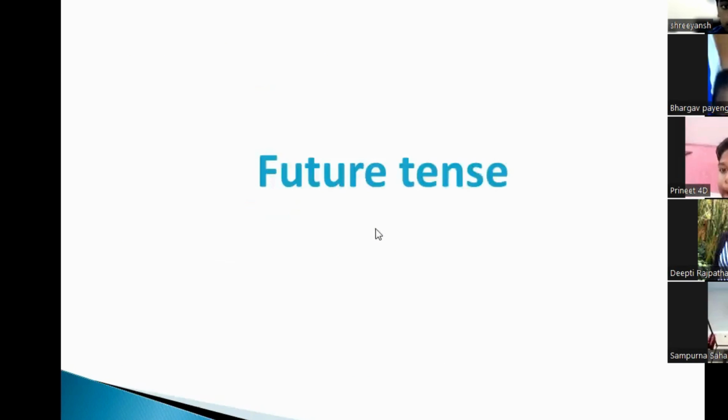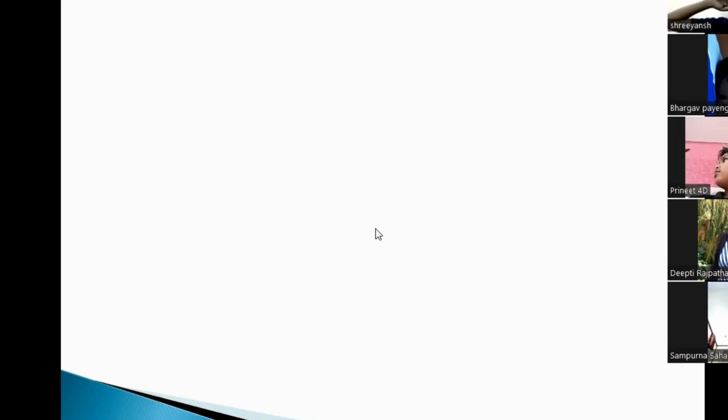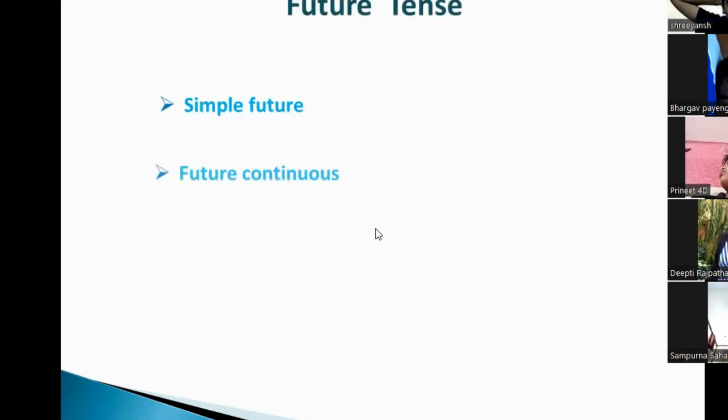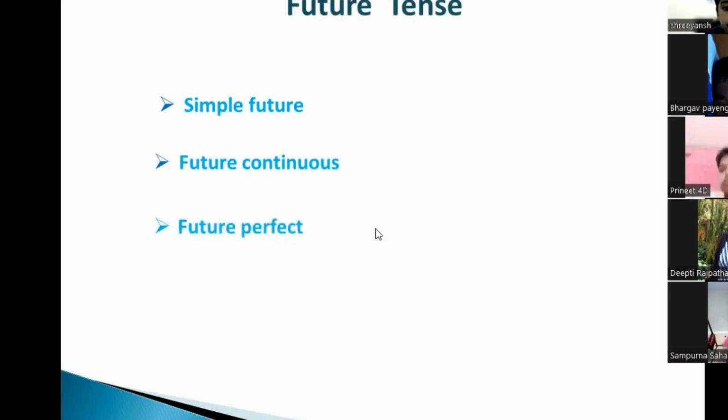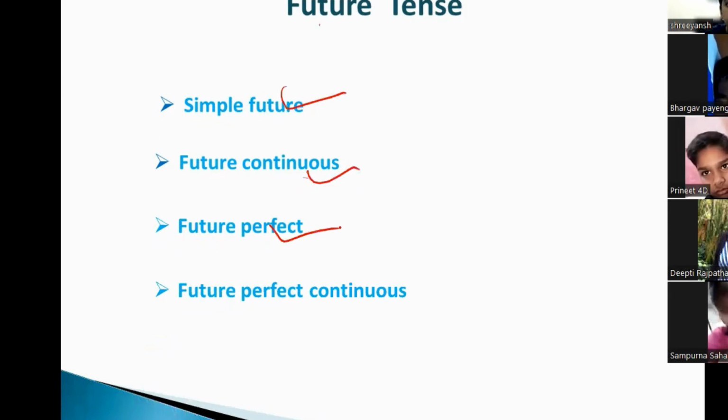So now let's move to the third type of tense, that is future tense. This is very interesting. Future tense means it is going to represent the actions that are going to happen in the future time, like tomorrow, coming week, like that. In this, we are going to have four subtypes: simple future tense, future continuous tense, future perfect tense, and future perfect continuous tense. But we are going to learn the first three types today: simple future, future continuous, future perfect.